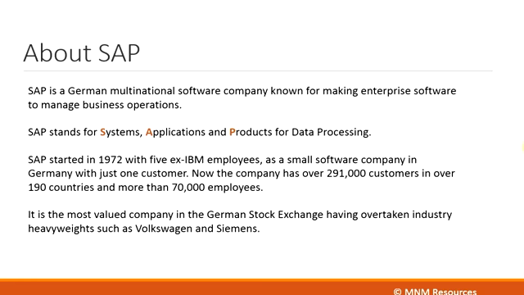Let's have a look at what is SAP. SAP is a German multinational software company known for making enterprise software to manage business operations. The acronym SAP stands for Systems, Applications and Products for Data Processing. It started back in 1972 when 5 ex-IBM employees started a small software company in Germany with just one customer. Now SAP has grown to over 190 countries with more than 290,000 customers and they employ more than 70,000 staff members.